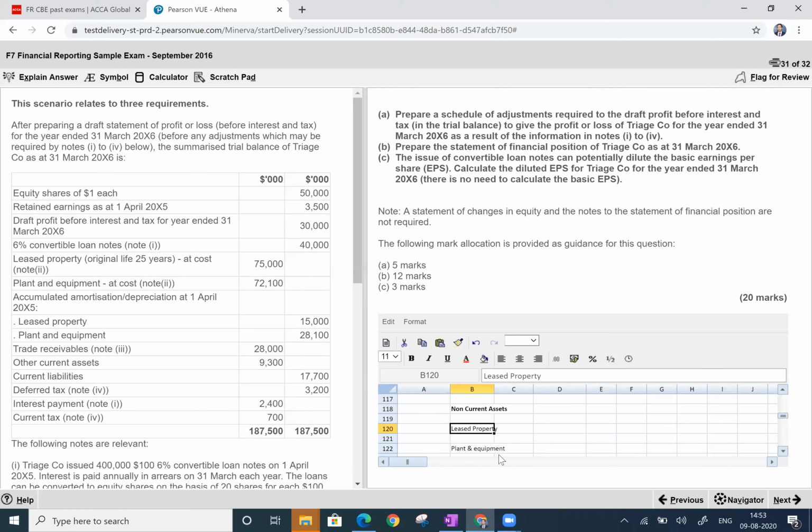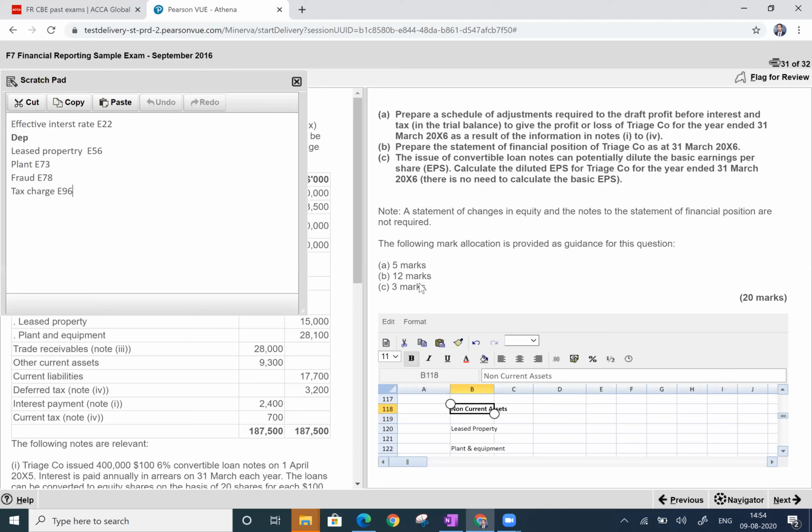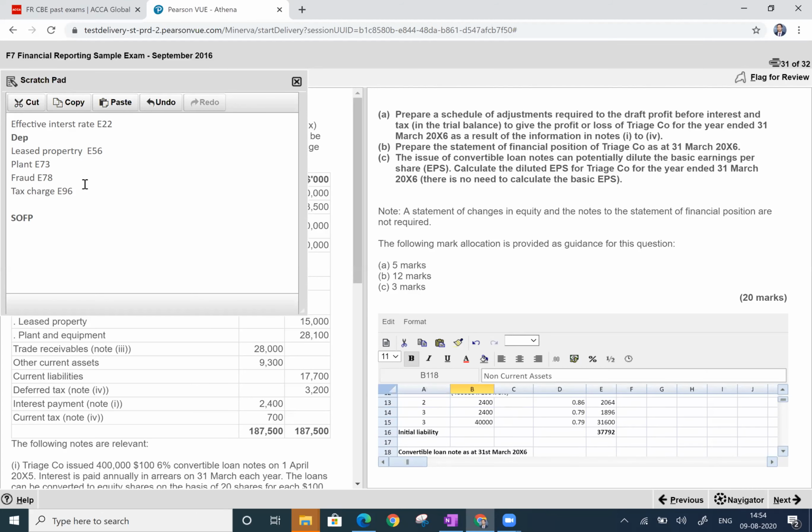So for leased property, we have to go up. Again, I'm going to show you the usefulness of the scratchpad. We have to go up there and go through this again. So you can have a scratchpad for all of this. What I'm going to do is type one more here, SOFP items. All the SOFP items I'm going to write here. Just 1 minute for writing all those things and 1 or 2 minutes for typing in the SOFP. So where is SOFP?